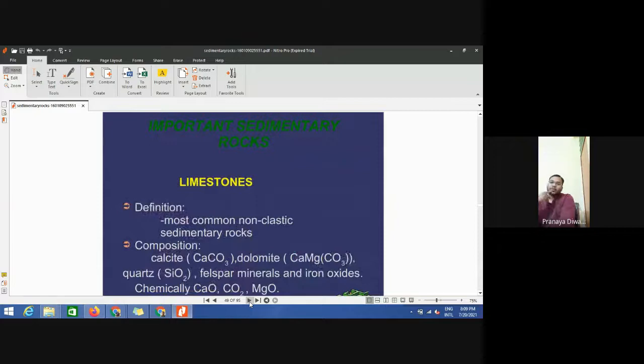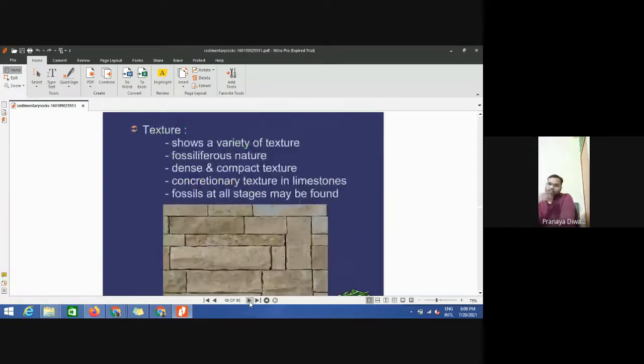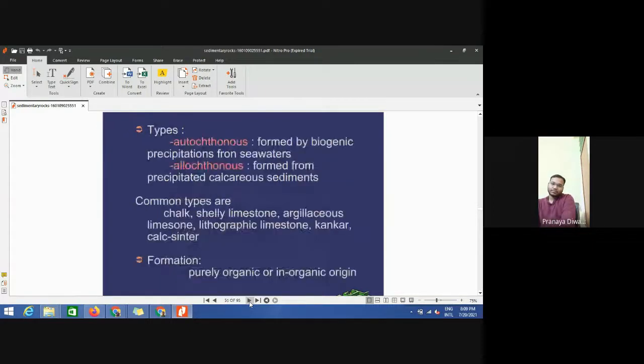Now the definition of the sedimentary rocks. Limestone is the most common non-clastic rock. It shows a variety of textures: fossiliferous nature, dense and compact texture, concretionary texture. Common types are chalk, shelly limestone, and argillaceous limestone.